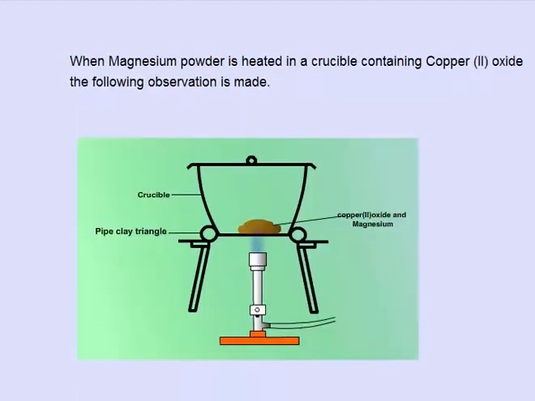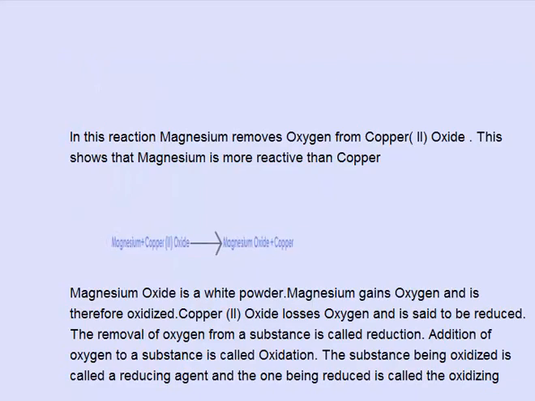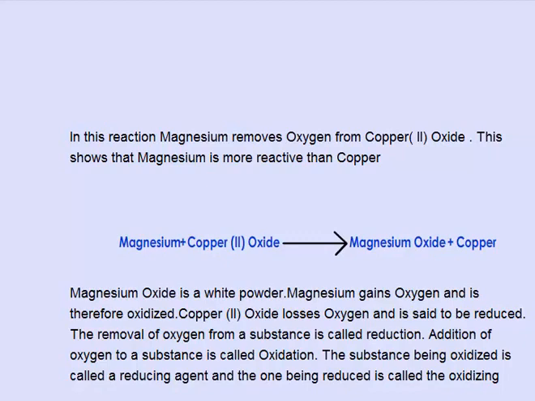When magnesium powder is heated in a crucible containing copper 2 oxide, a reaction takes place. In this reaction, magnesium removes oxygen from copper 2 oxide. This shows that magnesium is more reactive than copper.